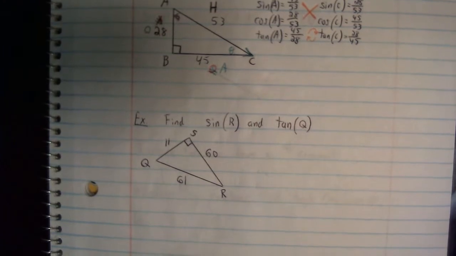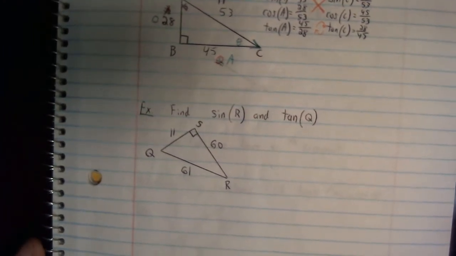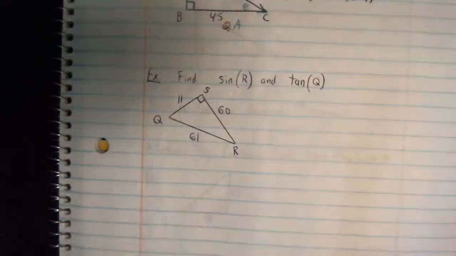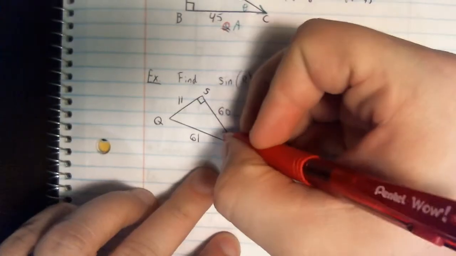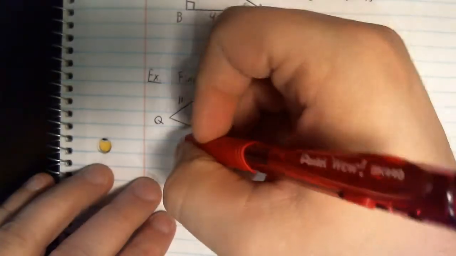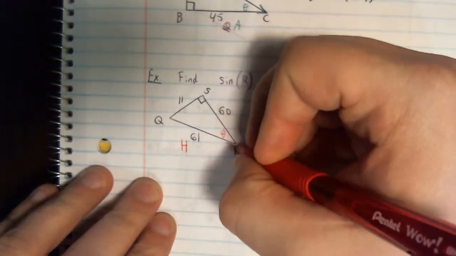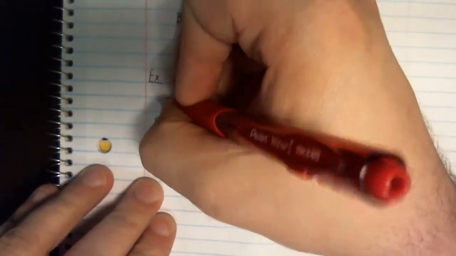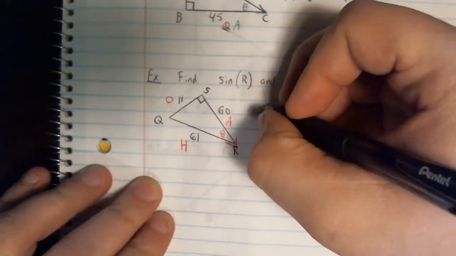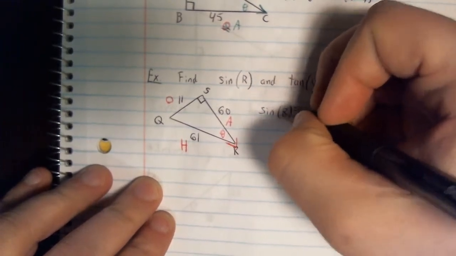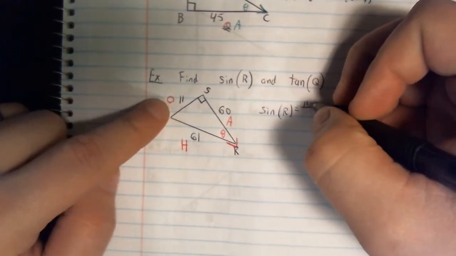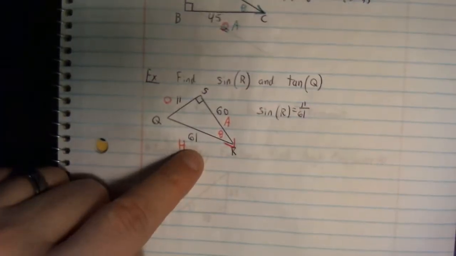So here's one last problem for you to try out. Take a second, try it out, pause, resume when you're ready. Alright, let's check out how you did. So we're going to do sine of r first. So I'm going to put theta at r. Now sine, as we remember, is O over h. So here's h, here's a, here's O. Sine of r is O over h. That's my solution, 11 over 61.